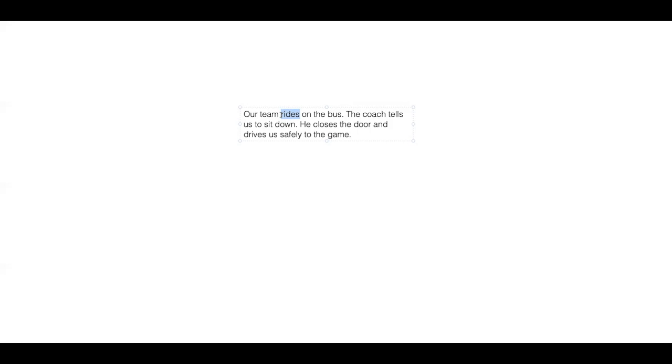Our team rides on the bus. Nope, we want rode on the bus. Our team rode on the bus. The coach told us to sit down.